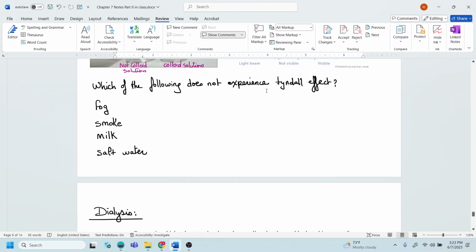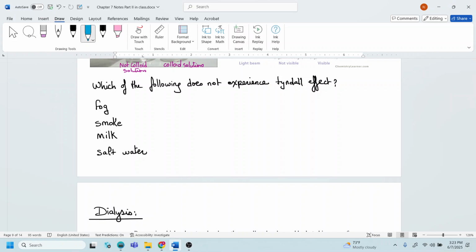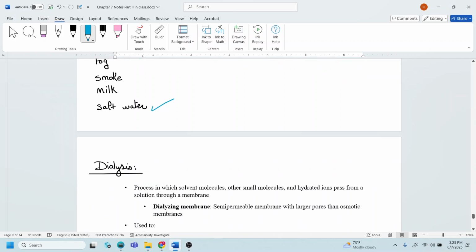Which of the following does not experience Tyndall effect? Fog. Fog is made up of colloidal particles, smoke as well, milk as well. But salt water, no, salt water, it's ionic. The salt, which is the Na and the Cl ions, these are completely soluble in water. So salt water is a regular solution. It is not a colloidal dispersion. So salt water does not experience any Tyndall effect.